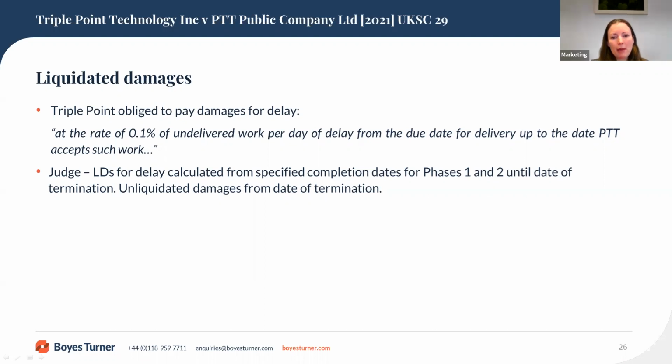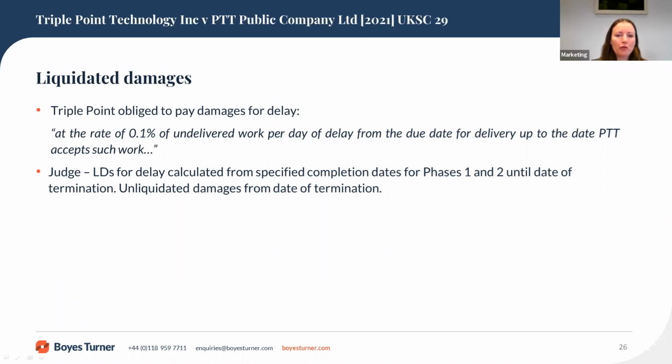By way of background, TriplePoint contracted to customize its software for commodity trading and risk management for PTT. Payment was to be made under the contract by reference to milestones, but the work on phase 1 was delayed and TriplePoint only completed stages 1 and 2 of that phase, which it was 149 days late in delivering. TriplePoint demanded payment in respect of other invoices which it submitted, but PTT refused to pay on the basis that the invoices were not due under the contract.